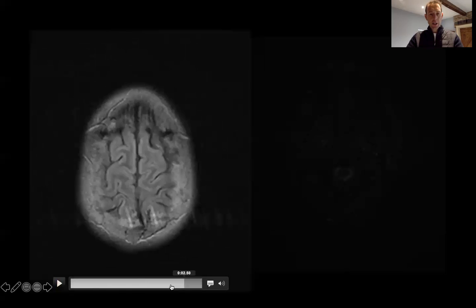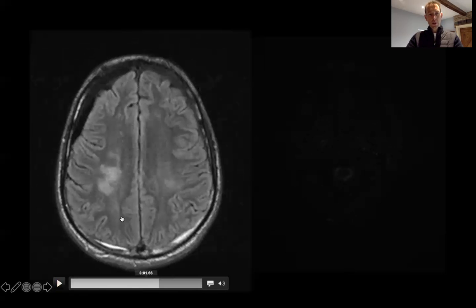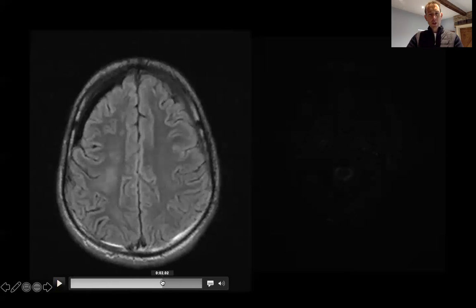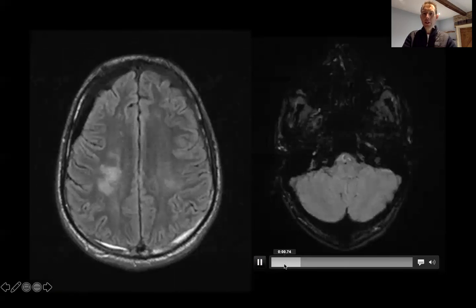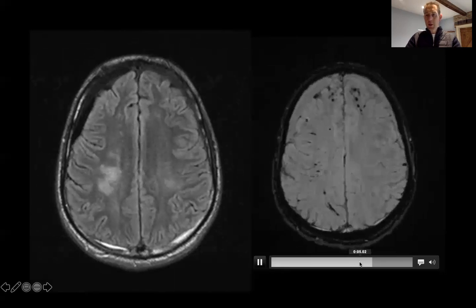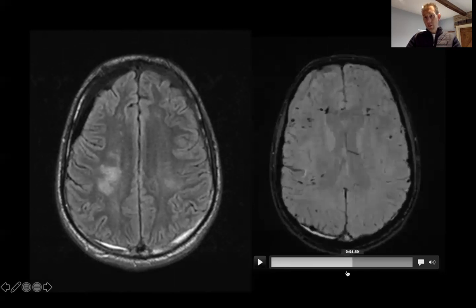So here we've got a FLAIR sequence, and you can see that there's this FLAIR signal change within the corona radiata, but also some patchy signal change within the more peripheral white matter. And to see the full extent of diffuse axonal injury, you really need to be performing susceptibility-weighted sequences. And I think here, you get the full flavour of the injury.